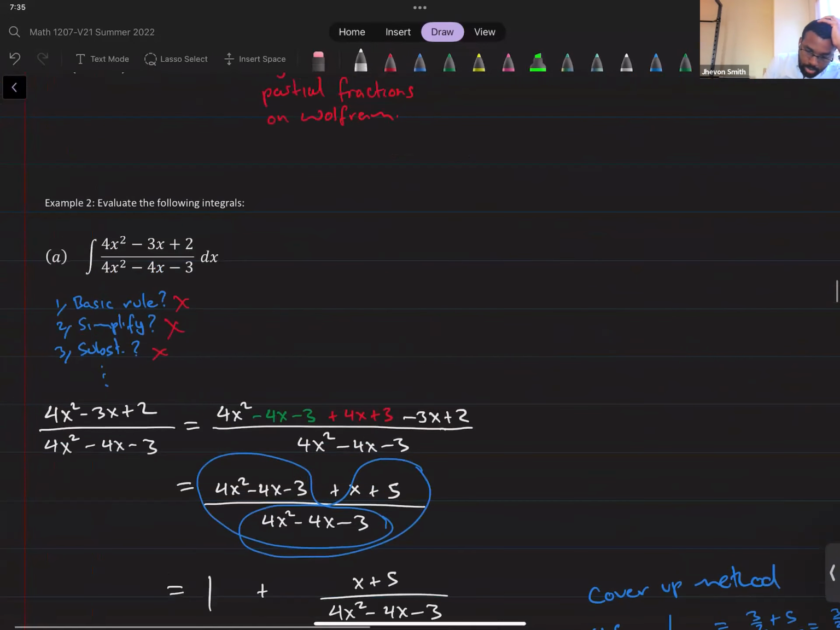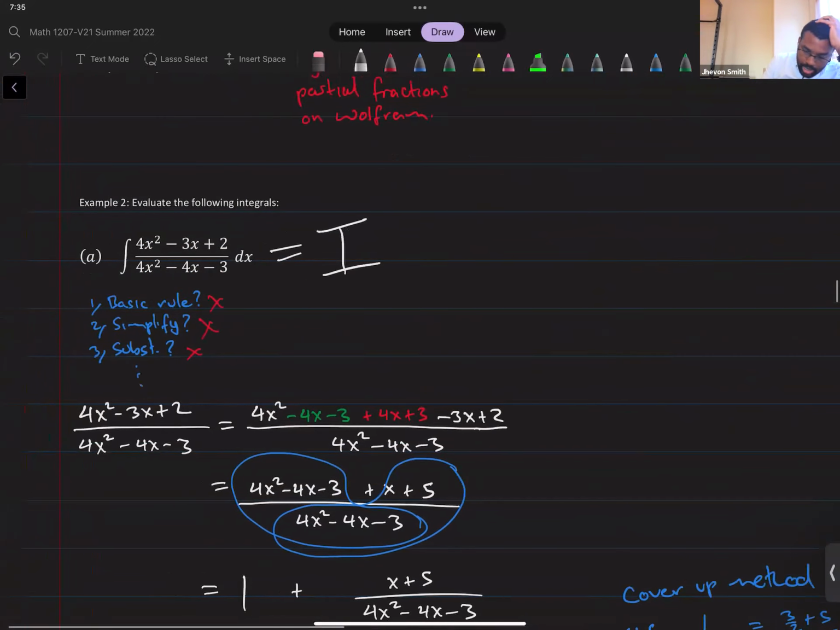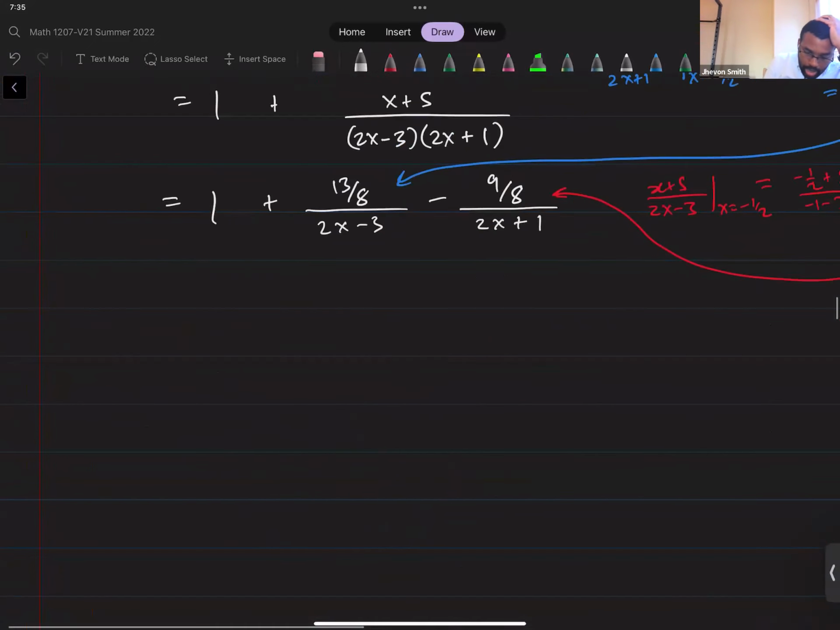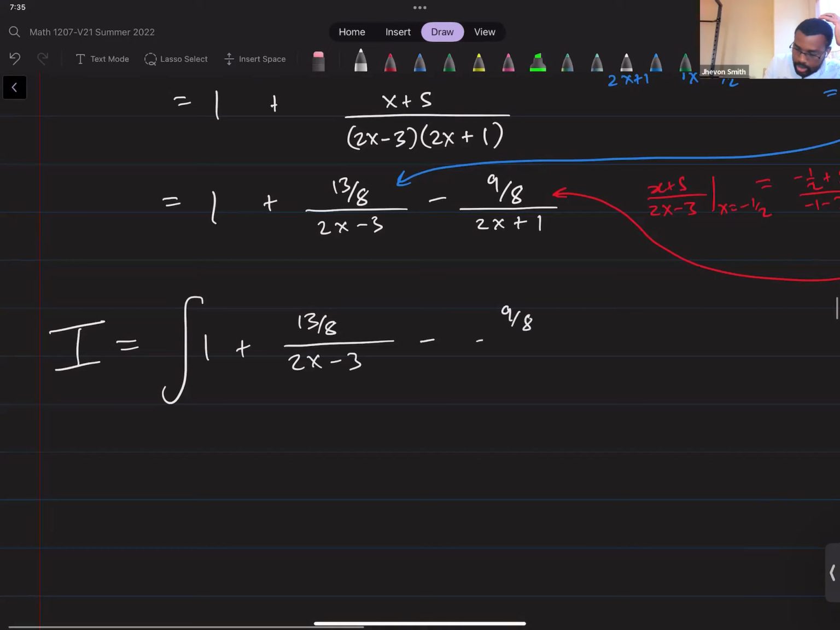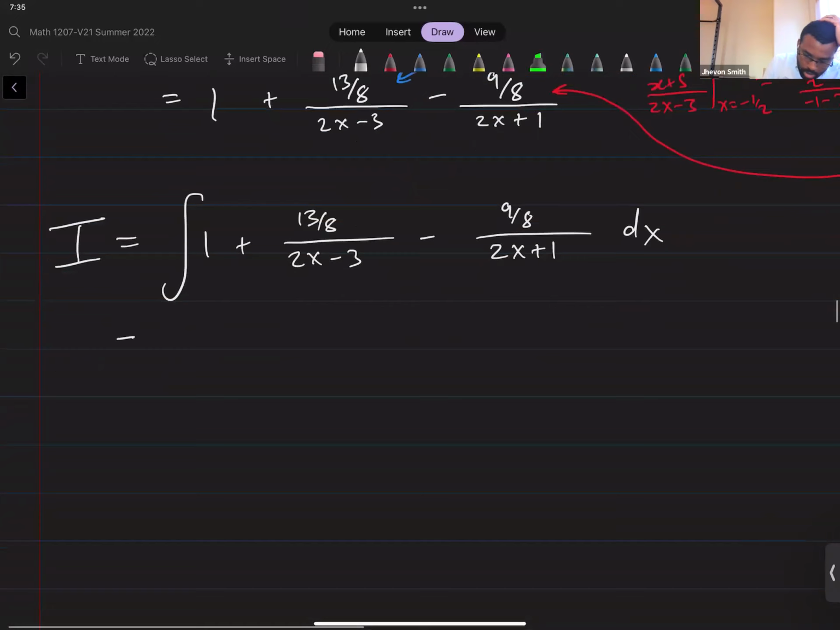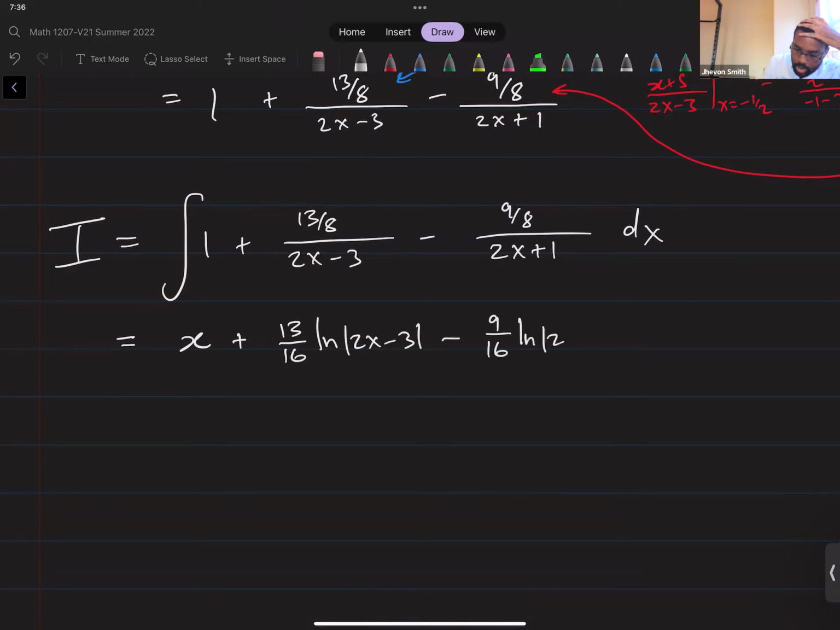So, if I call this I, I is actually equal to the integral of 1 plus 13 over 8 times 2x minus 3 minus 9 over 8 times 2x plus 1. Integrating the 1, you get x. Integrating this one, you get 13 over 8 divided by 2, ln of 2x minus 3. And here you get 9 over 16 ln of 2x plus 1.